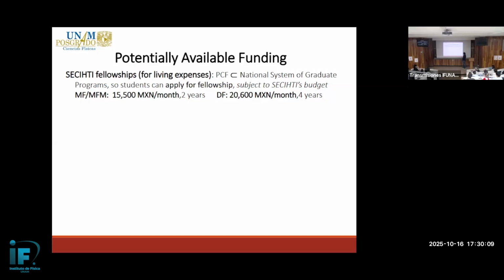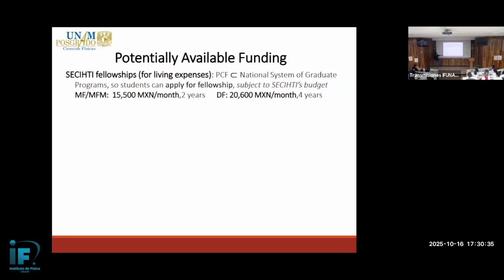So the point is that because our graduate program is a part of the national system of graduate programs, this funding would be available to you as students of ours. Or more precisely, what you're allowed to do is to apply for this fellowship. But of course, the number of available fellowships is subject to the Ministry of Science's budget.